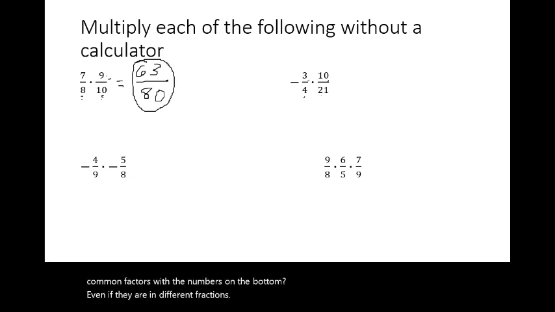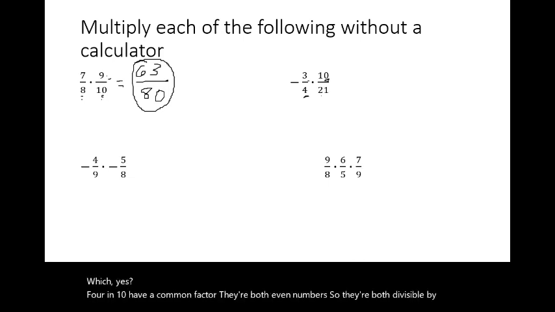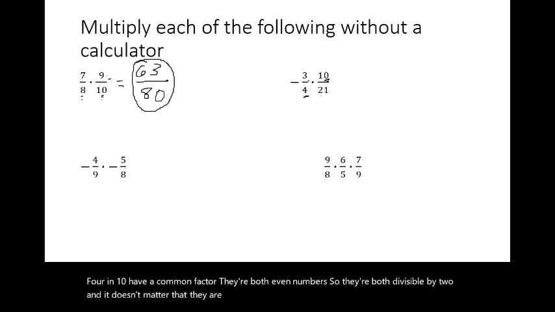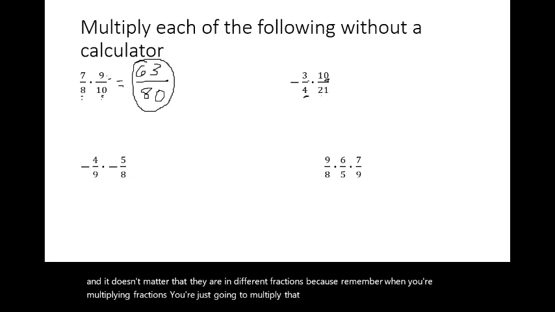Which, yes, 4 and 10 have a common factor. They're both even numbers, so they're both divisible by 2. And it doesn't matter that they're in different fractions, because remember, when you're multiplying fractions, you're just going to multiply the tops and multiply the bottoms anyway.